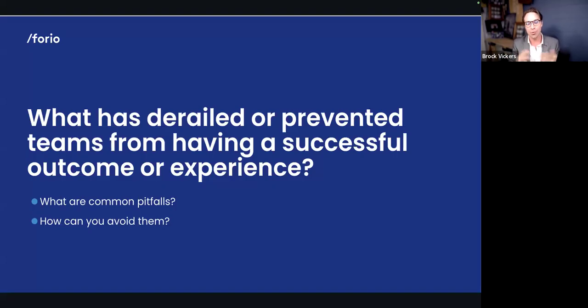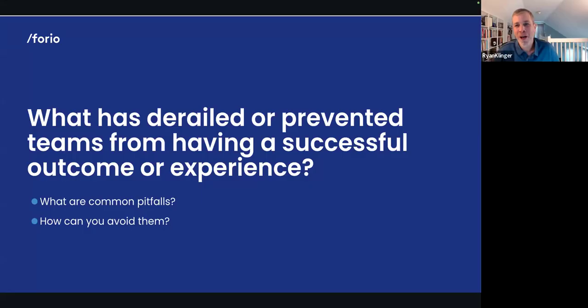But for you, what are some things that you've seen that either derail a successful event or have prevented teams from succeeding? It can be things that didn't happen in the pre-work, or it could be in the events themselves, bad habits or something that might come out. So what are some of the things that you've seen that can derail a successful event?